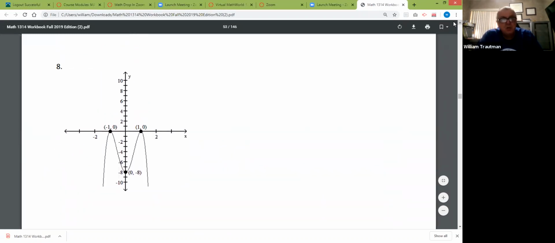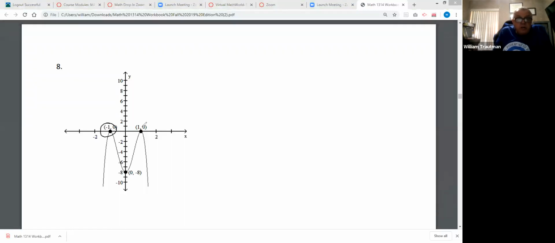Okay, so we're on number 8. The zeros are here and here. X equals -1 is a 0, and x equals 1. To write those down, the -1, we change it to a +1. The +1 changes to a -1. It equals the function y or f of x, whatever you want to call it.